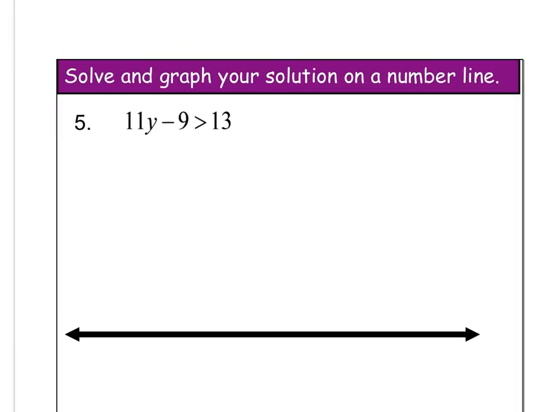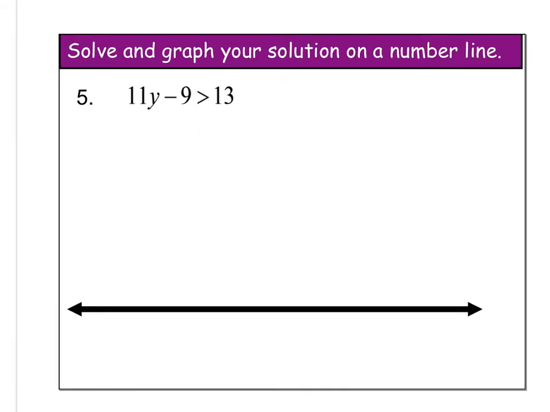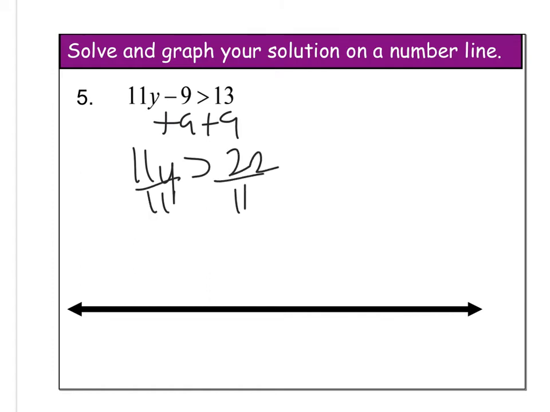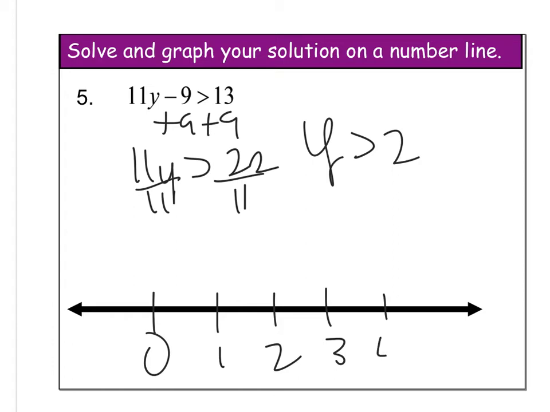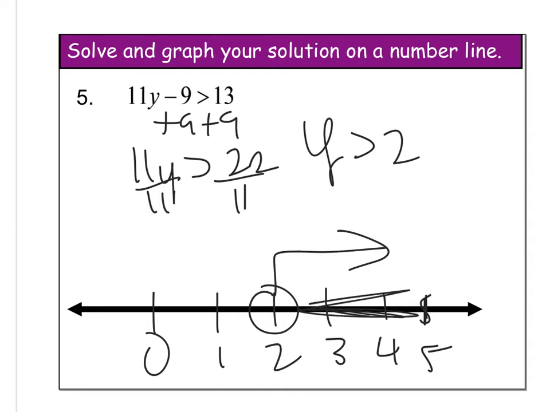So if we take a look here, 11y minus 9 is greater than 13. So act like it's an equation. I never divided by a negative, so y is going to be greater than 2. So 0, 1, 2, 3, 4, 5. Open circle at 2. You can go like that. You can fill it in, whatever you want to do.